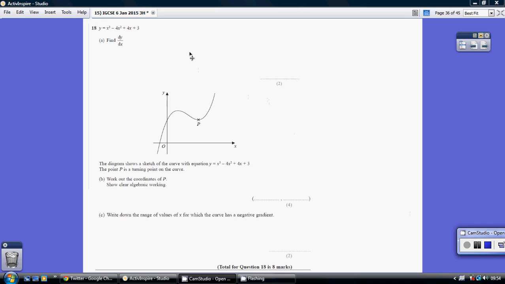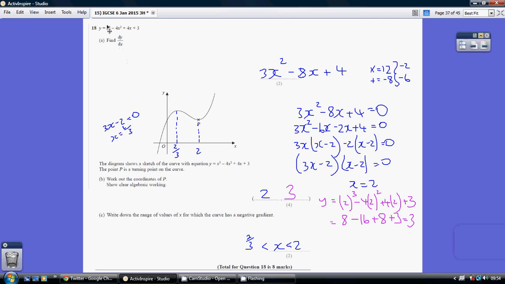Question 18. So to find dy/dx, remember how to do this. You multiply by the current power and then reduce the power by 1. So x cubed becomes 3x squared.